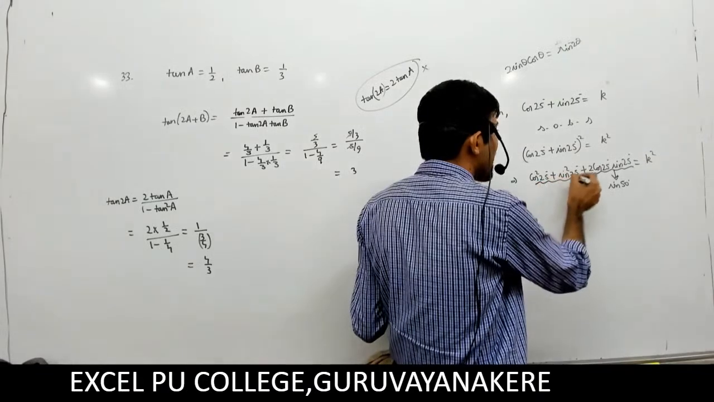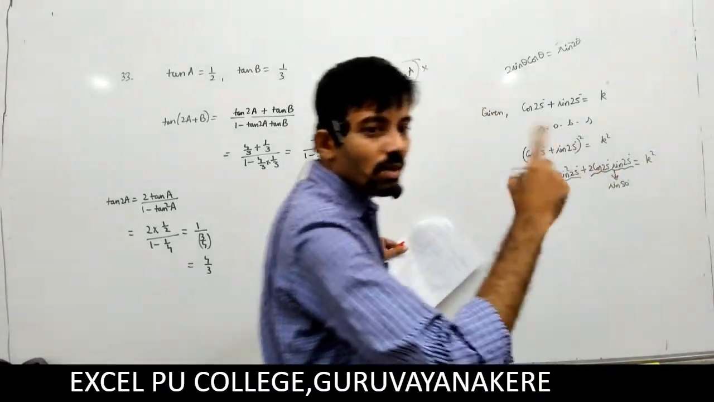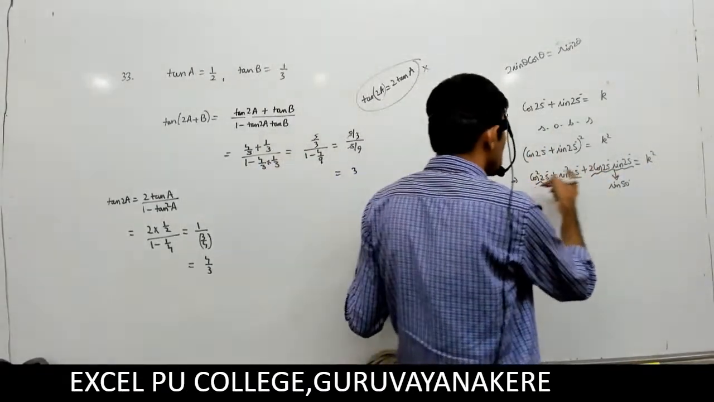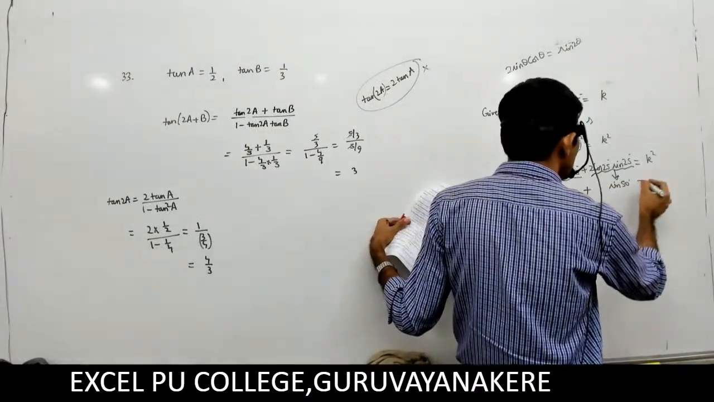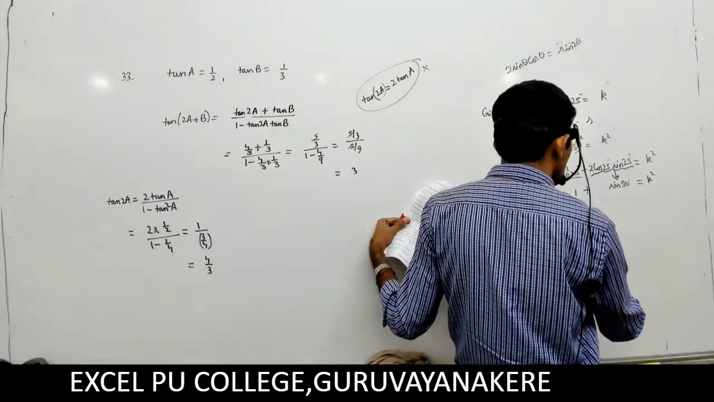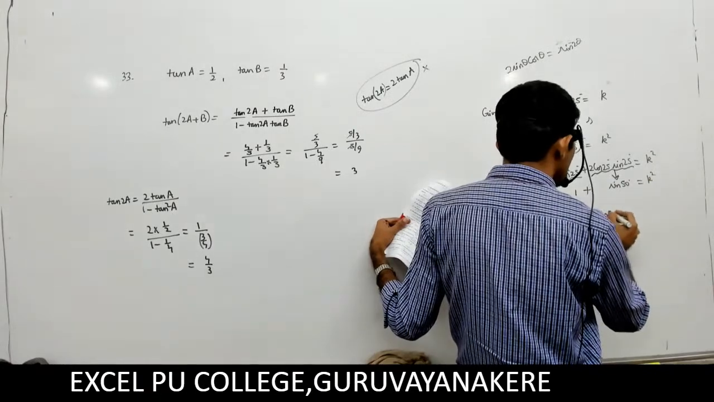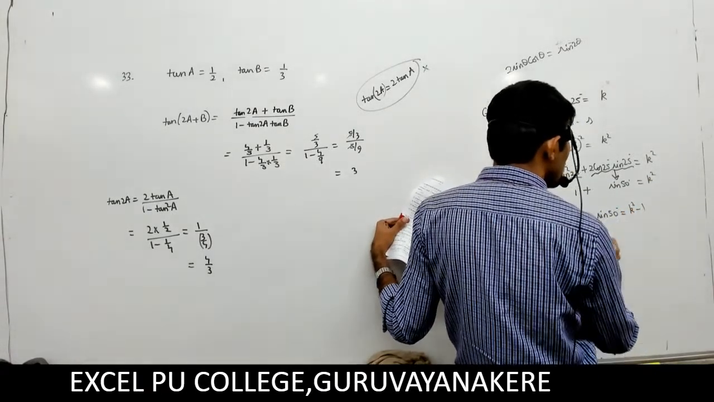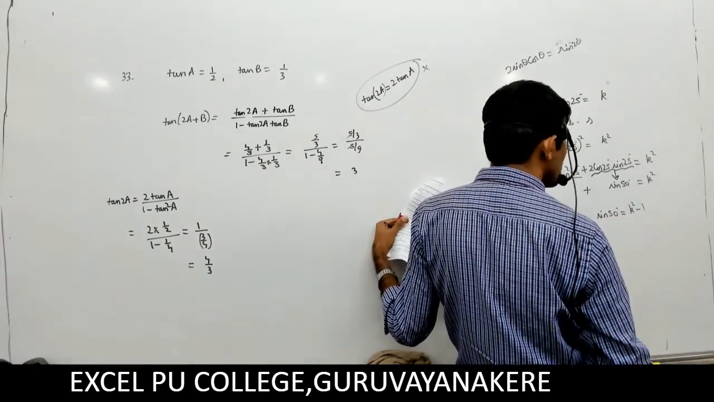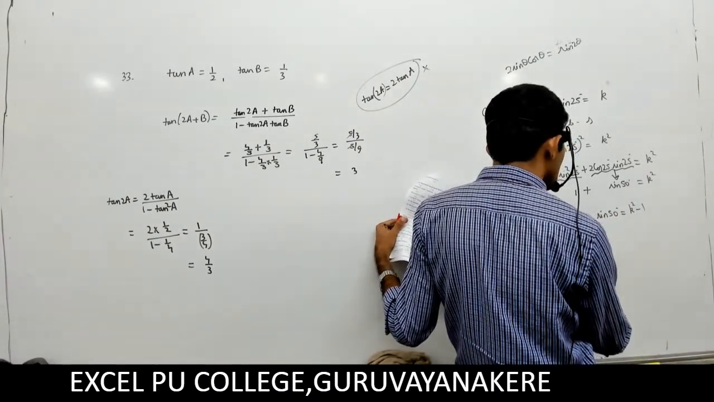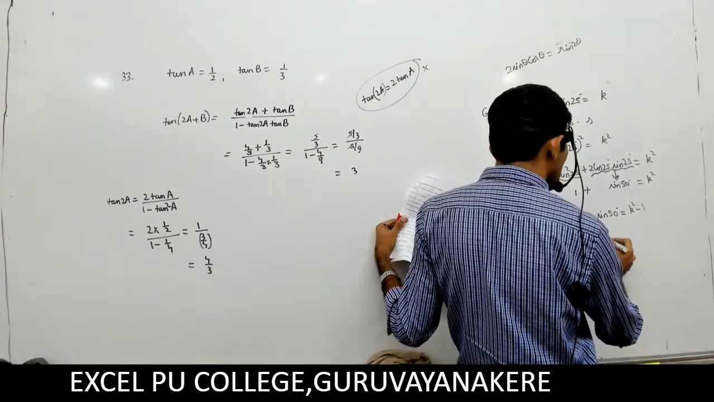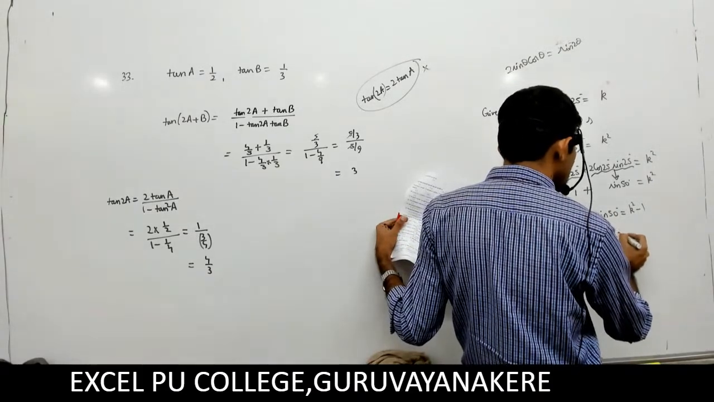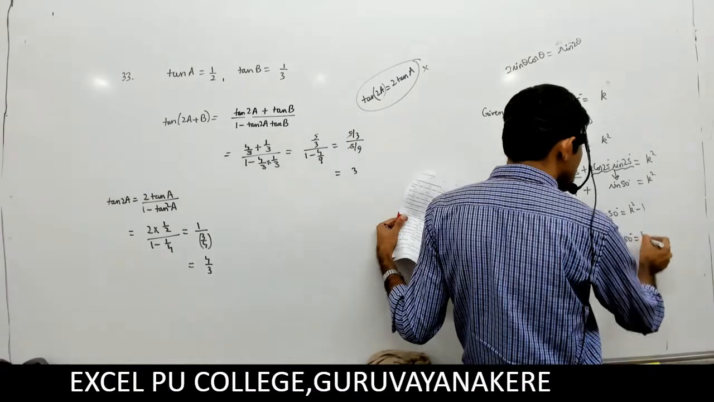And further here angles are same. Cos square plus sin square is 1. So 1 plus sin 50 degree is equal to k square. So what you get is sin 50 degree is equal to k square minus 1. Correct? Sin 50 is k square minus 1. From this, cos square 50 degree plus sin square 50 degree is equal to 1.